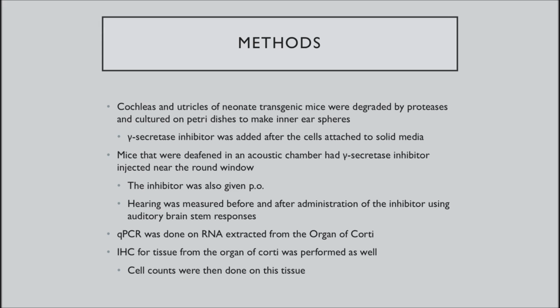Mice that were deafened in an acoustic chamber had gamma secretase inhibitor injected near the round window. The inhibitor was also given orally, and hearing was measured before and after administration of the inhibitor using auditory brainstem responses.